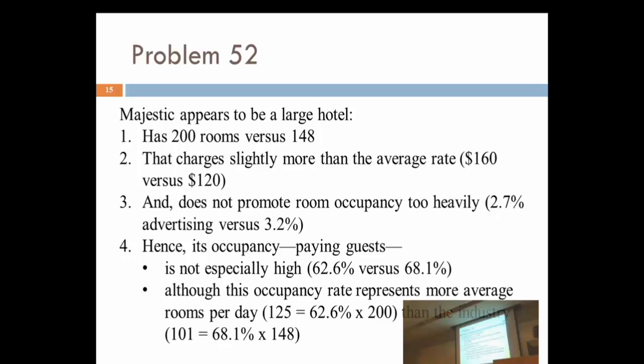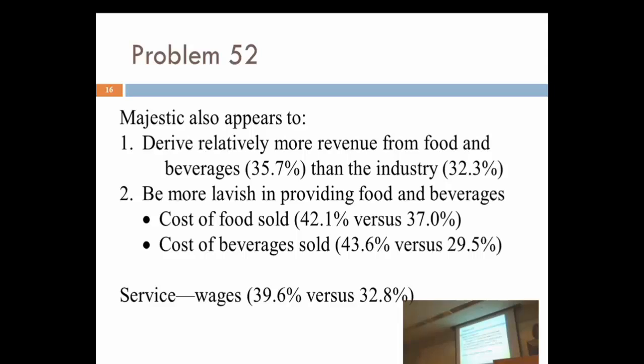Their paying guests, so their occupancy is not very high, 62 versus 68. Their occupancy rate represents more average rooms per day, 125 versus 101 for the industry. They derive more revenue from food and beverages. So they're roughly 36%, the industry is 32%. They seem to be more lavish in providing food and beverages.